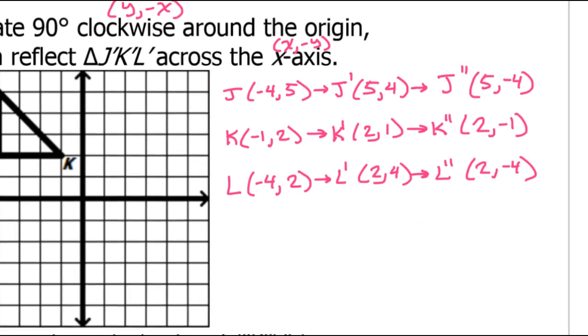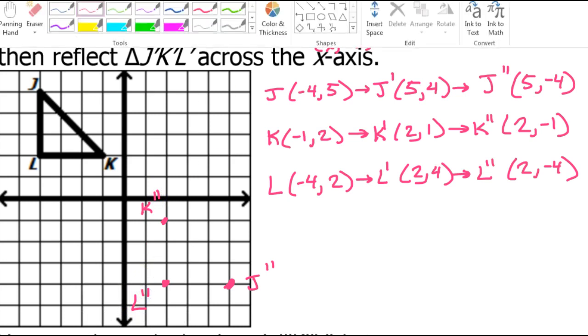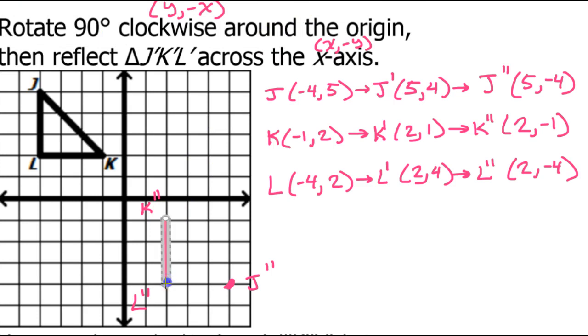And that's what we are supposed to actually graph. So let's see, 5 comma negative 4. Okay, 2 comma negative 1. And then 2 comma negative 4. So this was J double prime, K double prime, L double prime. And now I will just connect all those dots. And there you go.